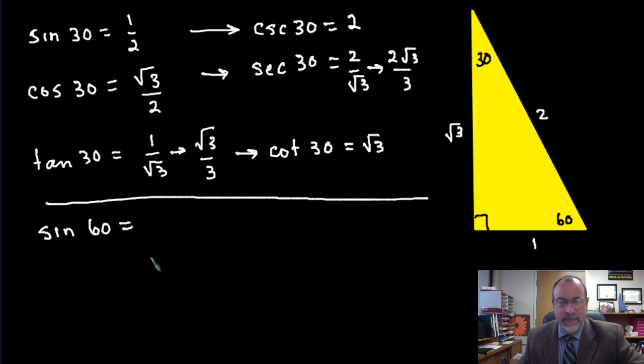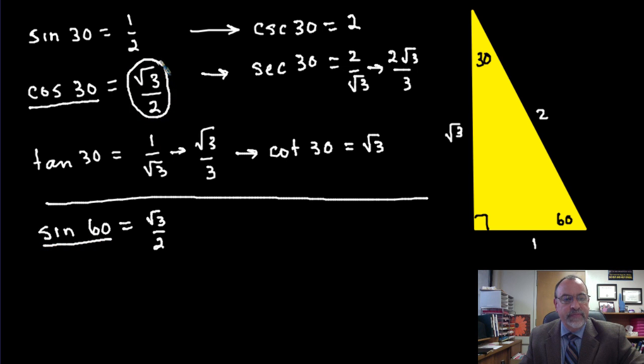All right, sine of 60. So again, we take the opposite over the hypotenuse, which is radical 3 over 2. Now, before I go on, look up here at the 30. Which one of these ratios is the same as this one? Well, notice that the cosine of the 30 and the sine of the 60 are identical. That's very interesting. All right, let's go ahead and do the reciprocal function here. So the cosecant of the 60 then is the reciprocal of this, which is 2 over radical 3.